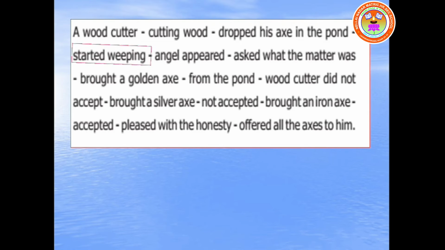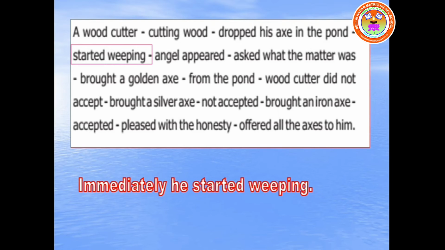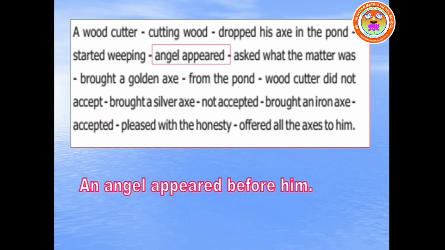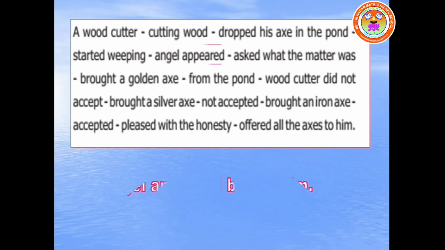The next hint is started weeping. We can write the sentence like this. Immediately, he started weeping. The next hint is angel appeared. The sentence is, an angel appeared before him. In this phrase, we have included the article an and the preposition before.